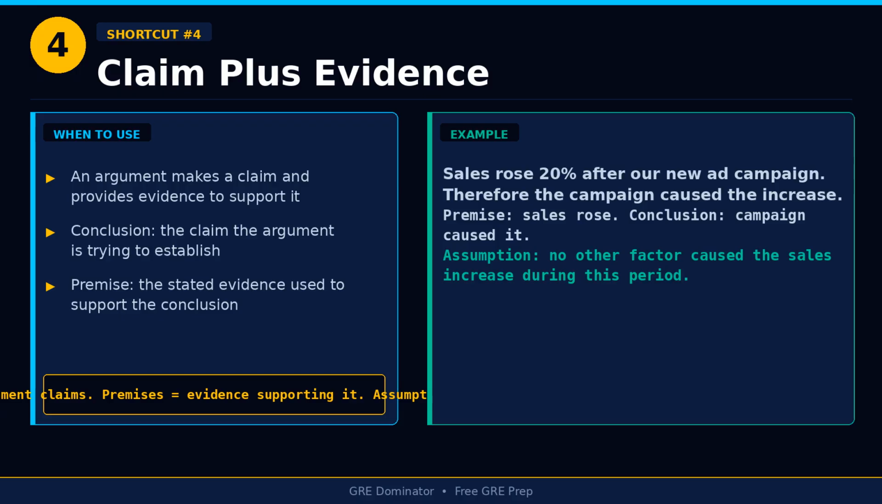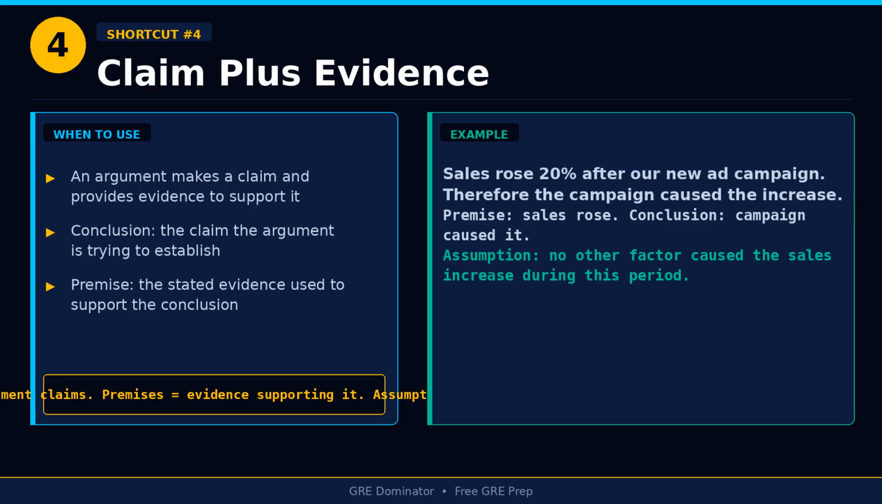Every argument has 3 elements. The conclusion is the main claim the argument is trying to establish. The premises are the stated facts or evidence supporting the conclusion. The assumption is the unstated premise the argument requires to be logically valid.